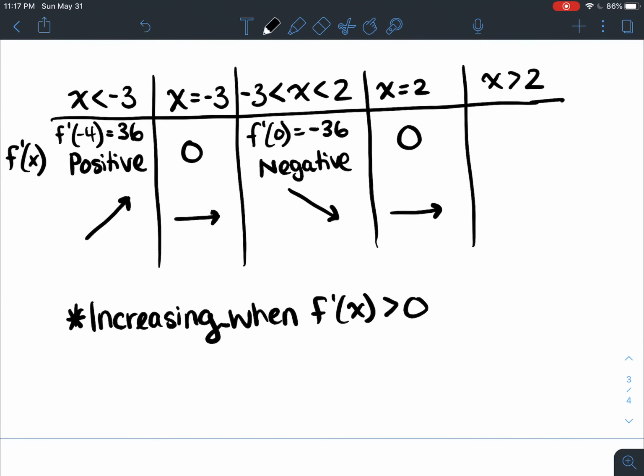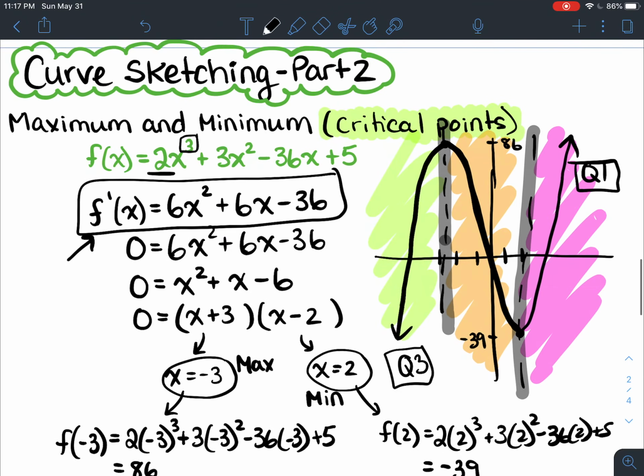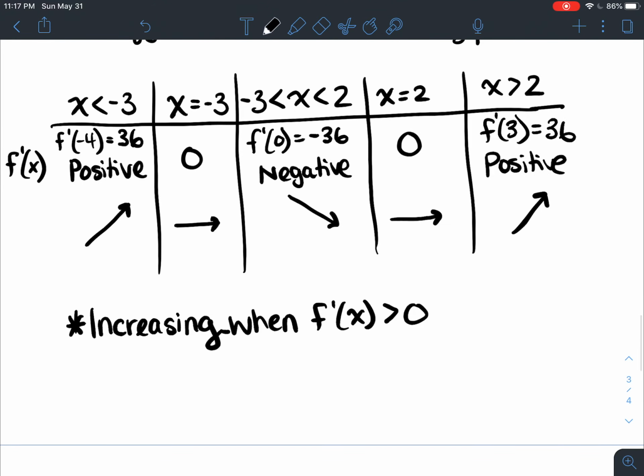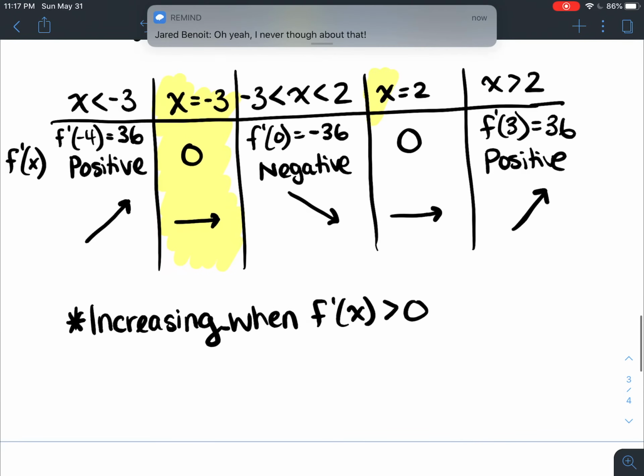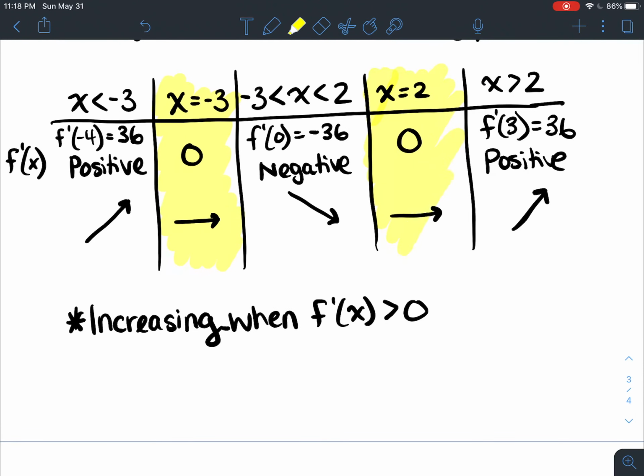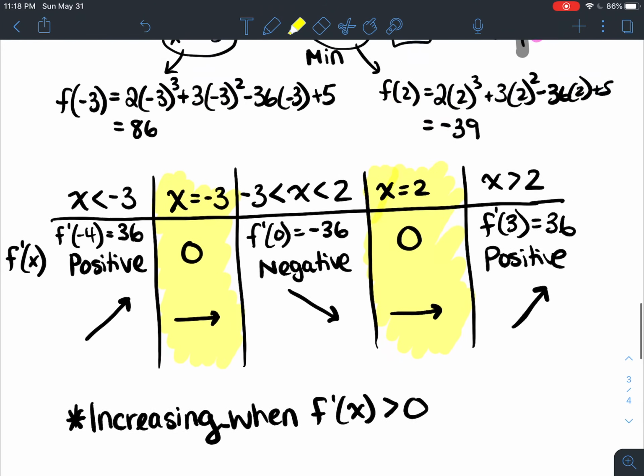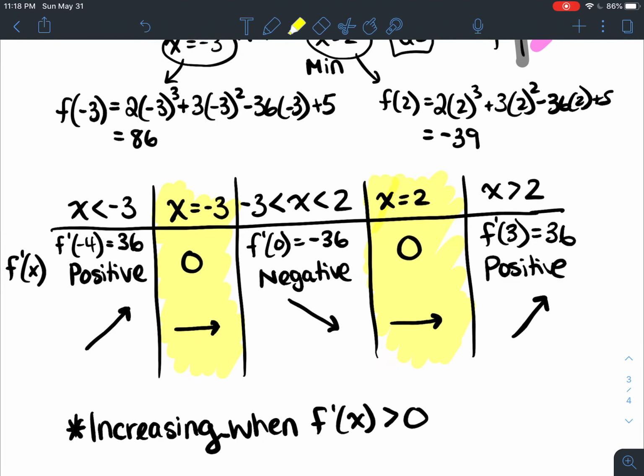And then when x is greater than 2, let's pick a value like 3. It's going to equal 36, which is a positive value. So my graph will be going up, like so. So you can use these little tables to show you what's happening in each segment of your graph. Now, what's really key is using the max and min values, the critical points, using these two critical points to help you figure out your intervals. Okay, cool.